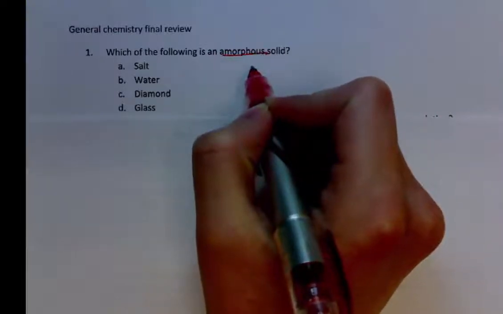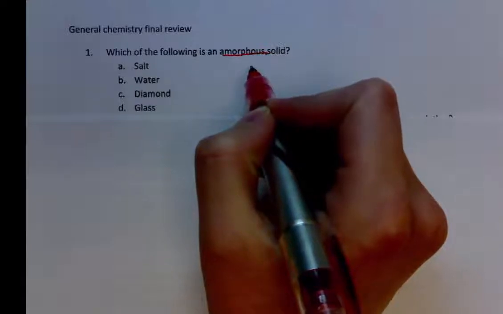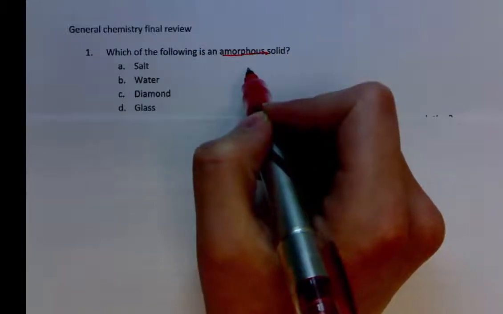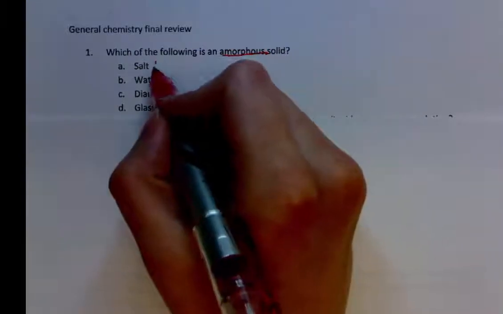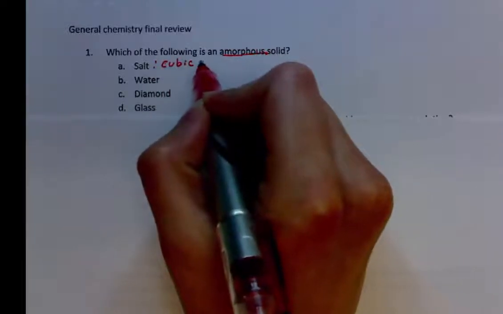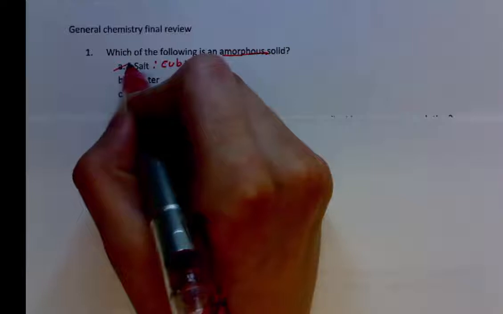Amorphous is a solid without a defined pattern. This is versus crystalline, which is a solid with a defined pattern. An example of this would be graphite. We start with A, which is a salt. Salt has a cubic shape, which is ordered. Therefore, it is not our answer.